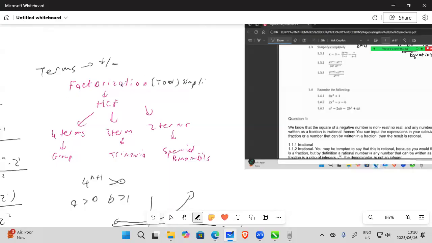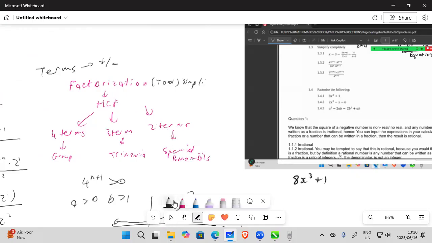The first thing that I have to do with factorization is what? HCF. If I look at this question here, 8x cubed plus 1, there's no HCF that I can take out between these two terms, right? So we bypass that step. So from here, I'm here. Now I'm at a fork. We have to make a decision now, right? Because we're going down the mind map. Do I have 4 terms, 3 terms, or 2 terms? I have 2 terms.